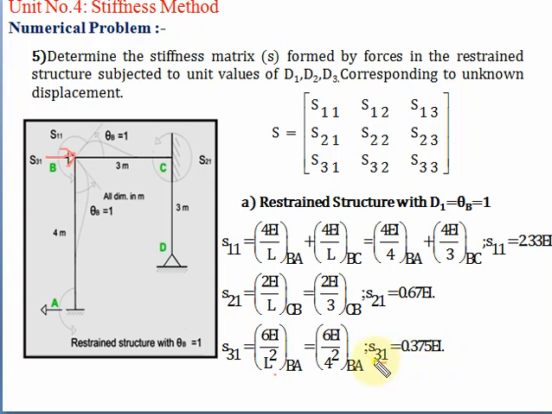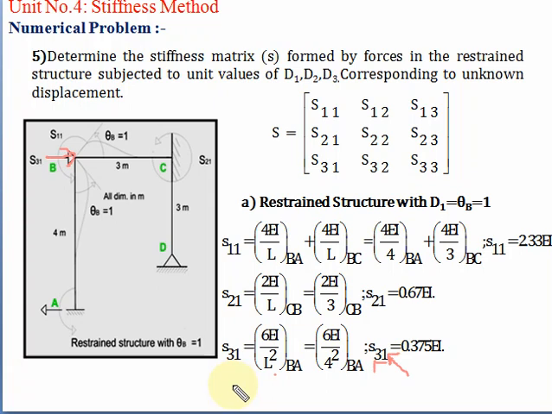So here we are writing what now? S31. Why S31? First, what is the unknown number? The unknown number is 3. Delta is our third unknown. And where is the unit rotation applied? At joint B. So theta B is our first unknown. So here we have written S31 is equal to 0.375. When we are considering the delta or sway, it is for the vertical member. Sway is not for the horizontal member. So consider the length BA.